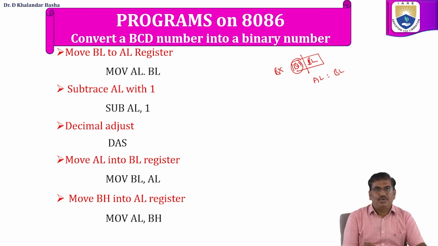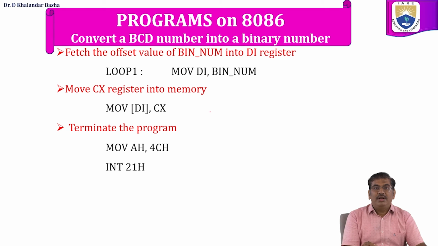So what do we have at loop 1? In loop 1, first we will fetch the address of the binary number which is reserved in the data segment into the DI register. Now our result is there in the CX register. Now the CX register contents will be loaded into the memory location whose address is specified in the DI register.